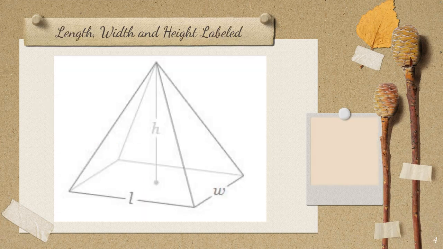So here we have our different parts labeled. Our length is going across, our width is what is going to the side, and then the height of the triangle is from the base all the way to the peak of the pyramid.